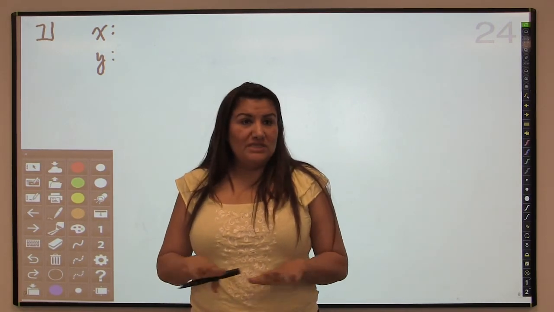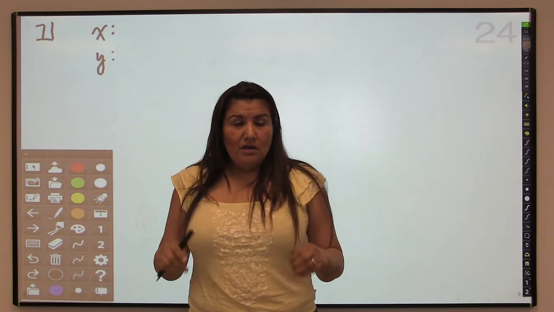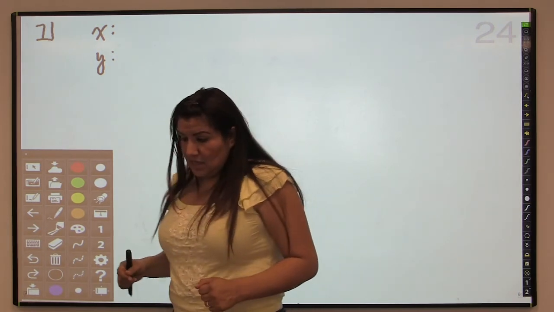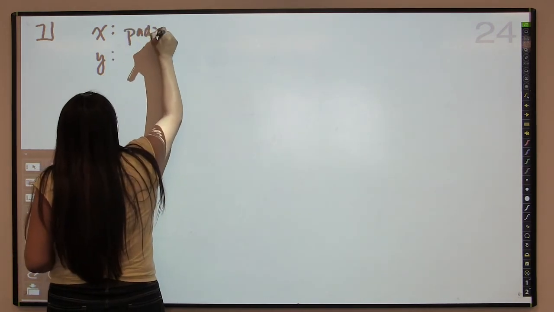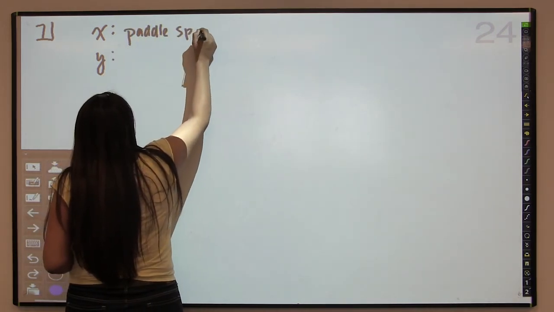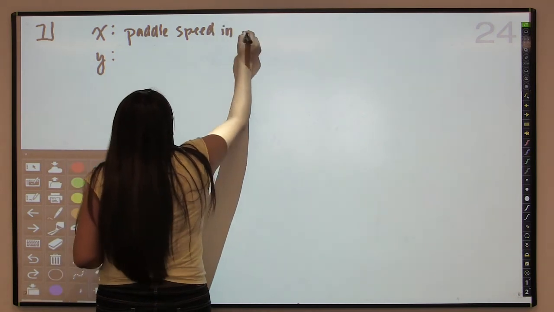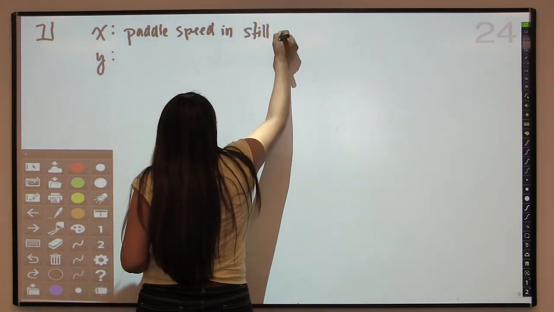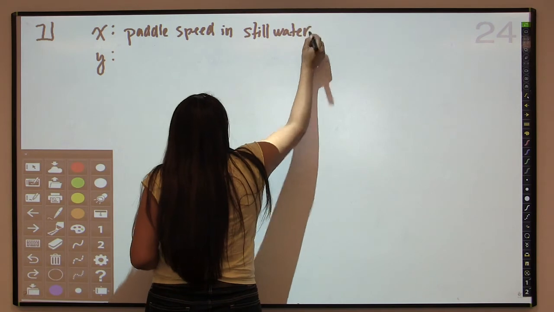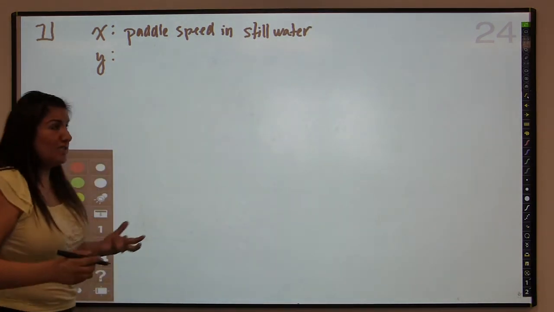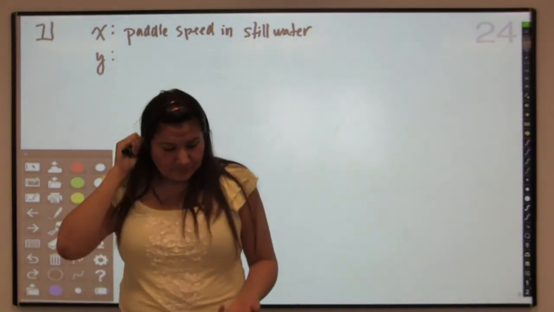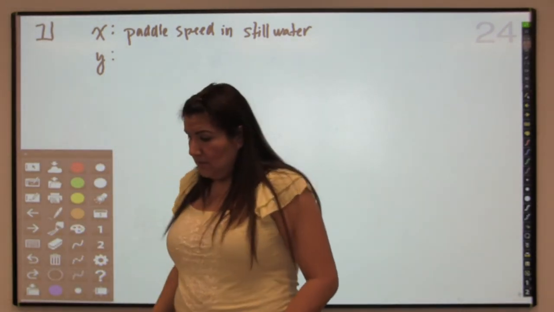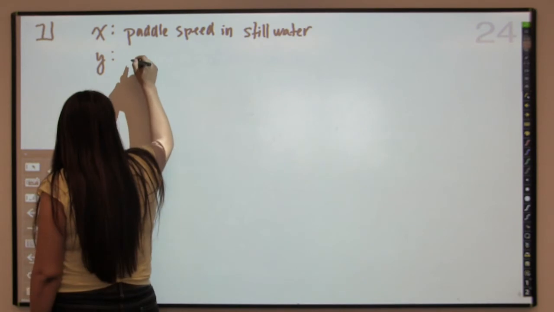And if the water was still, meaning there wasn't any current, then we're going to call x the paddle speed in still water. So if the water wasn't moving anywhere, they're paddling at a certain speed. We don't know what that speed is, but we're going to call it x. Y then is going to represent the current speed, how fast the water is moving, so the speed of the current.